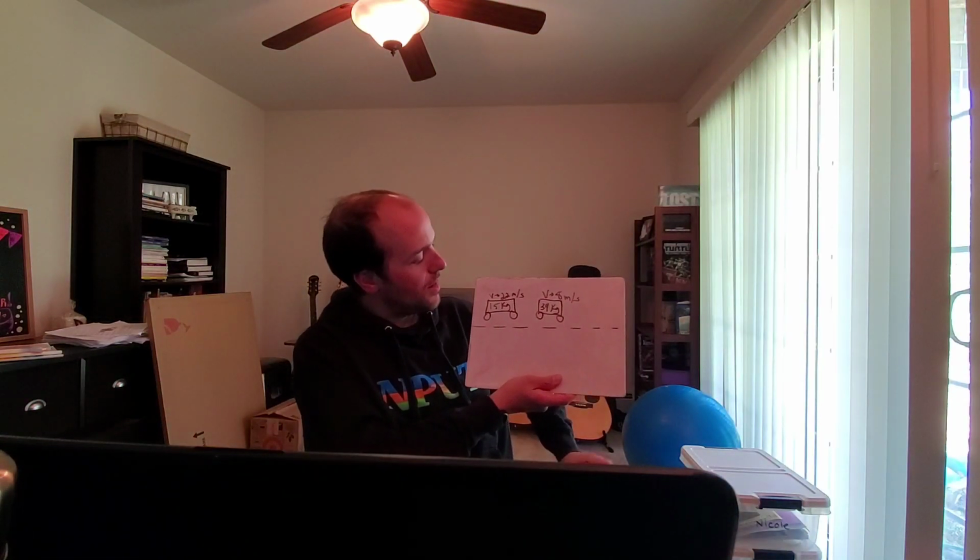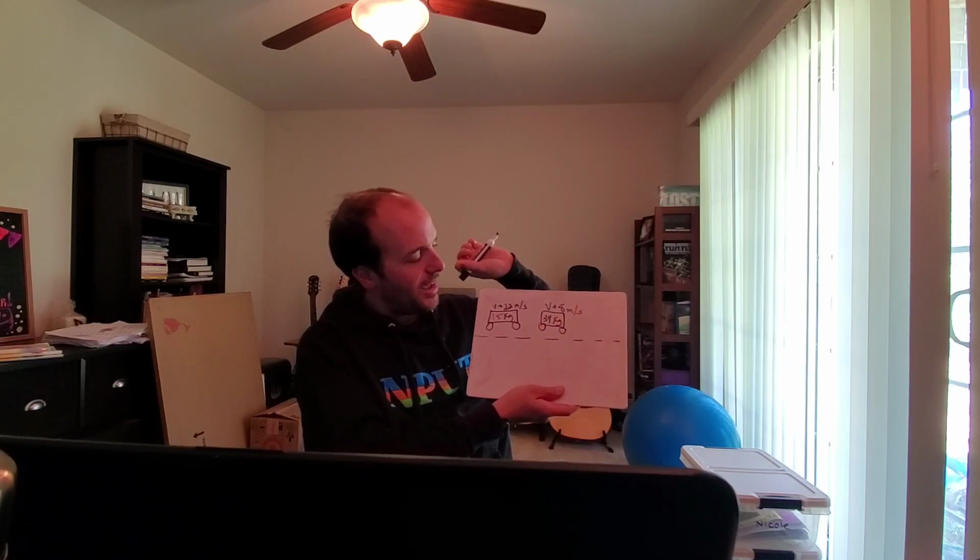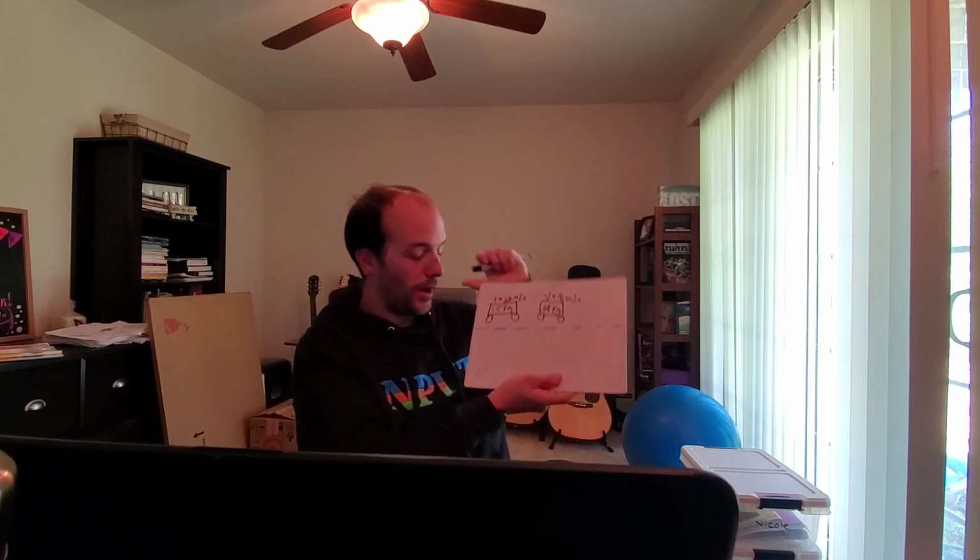All right, so to start, let's say we've got two carts. One cart is 15 kilograms and is moving to the right at 22 meters per second. It's on the same path as a 34 kilogram cart that's also moving to the right, but this one's moving at 8 meters per second. So this is before anything happens.